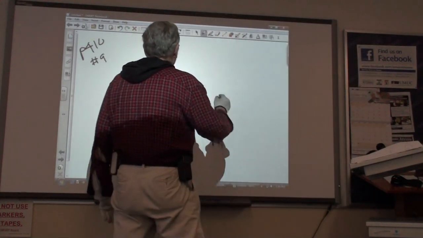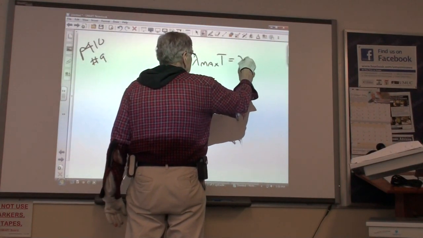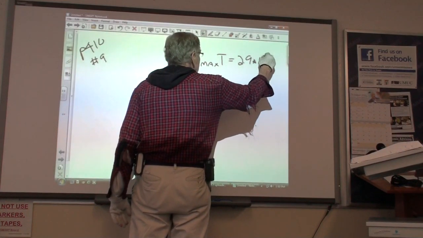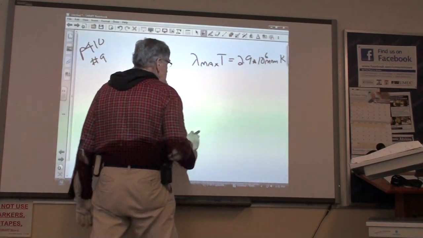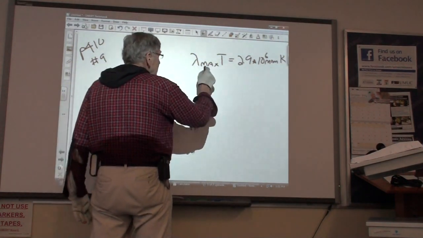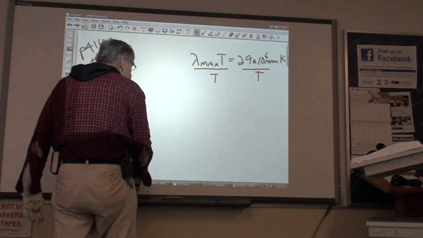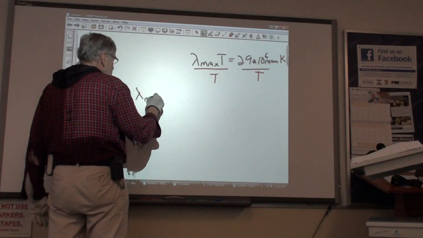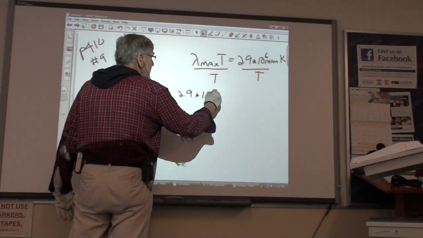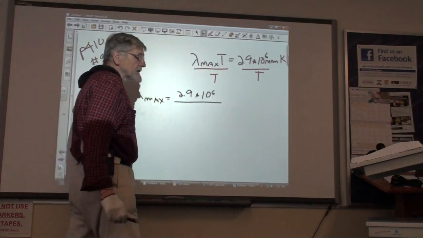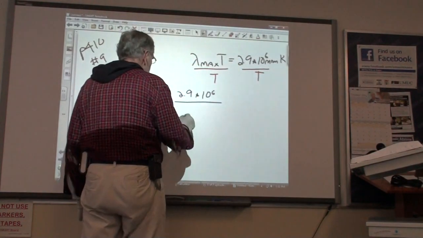Wien's law says that lambda max times the temperature is equal to 2.9 times 10 to the 6, as long as the wavelength is in nanometers and the temperature is in Kelvin. So if you divide both sides by T, then you get that lambda max is equal to 2.9 times 10 to the 6 over the temperature. And the temperature is given in the problem as 10 million, which is 10 times 10 to the 6.